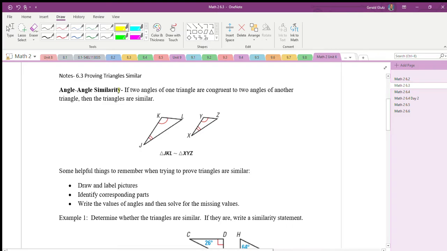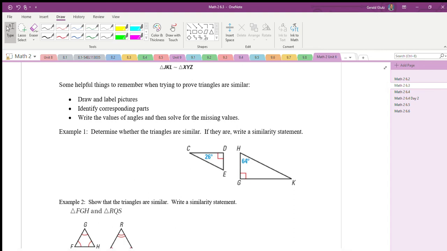So in this example right here, if we have two angles that are congruent, angle K and angle Y are congruent to each other, and J and X are congruent to each other, we automatically know that the third angle has to also be the same. So all three of the angles are going to be the same. Anytime we know that two of the angles are congruent in the two triangles, we know that they have to be similar. And that is called the angle-angle similarity. So we're going to be using that in proofs and when it asks us to justify and so on.